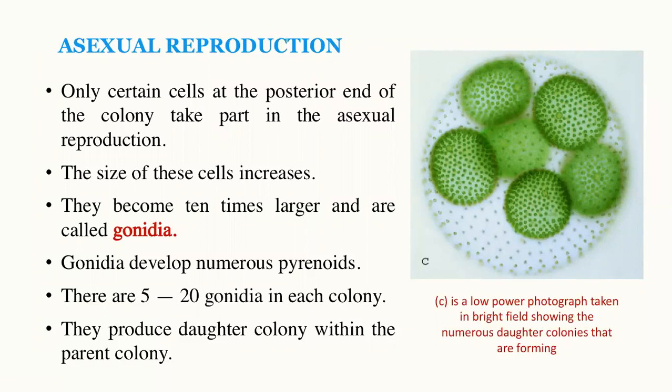These gonidia develop numerous pyrenoids, and there will be around 5 to 20 gonidia in each colony, and they can produce daughter colony within the parent colony. So asexual reproduction is mainly by the formation of gonidia. Gonidia are nothing but enlarged cells towards the posterior end of the colony, and these gonidia will develop numerous pyrenoids and later on produce daughter colony within the parent colony.